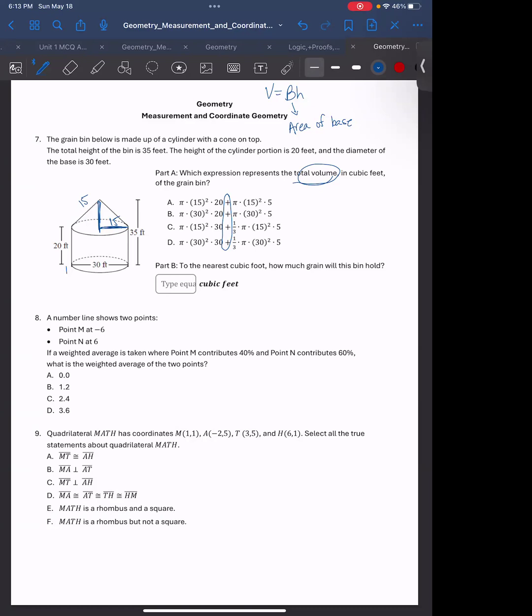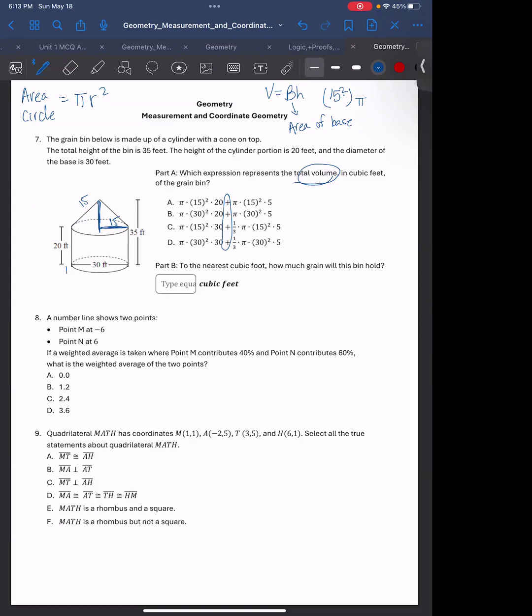Once again, this question all comes from your reference sheet. Once you figured out the 15 for the radius and the 15 for the height of the cone, the rest of it is literally just looking at your reference sheet and plugging in values. And that's it. The area of a circle is pi r squared, so that would be pi times 15 squared.